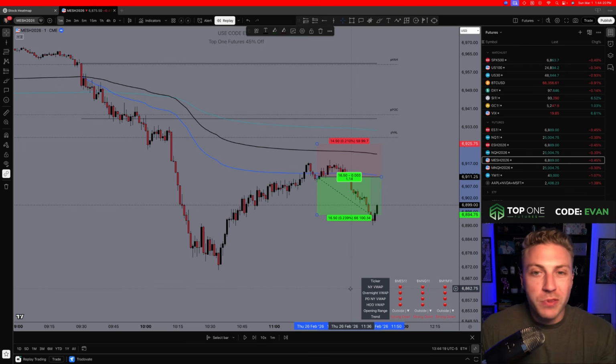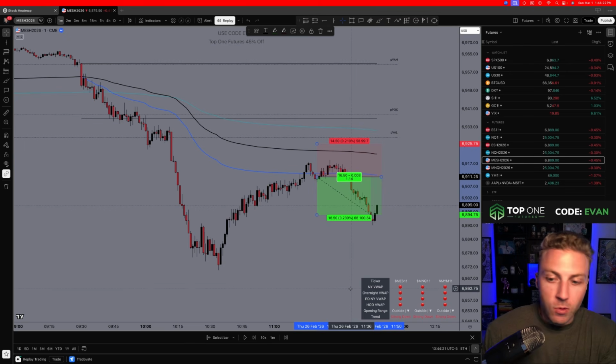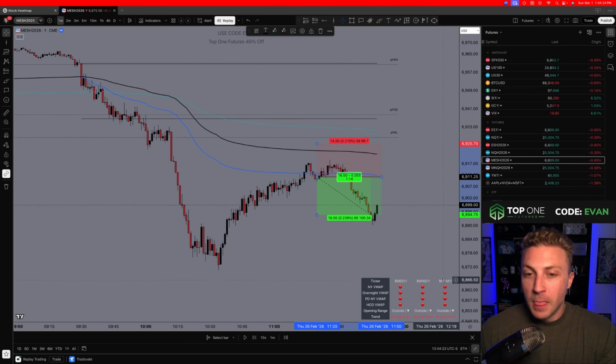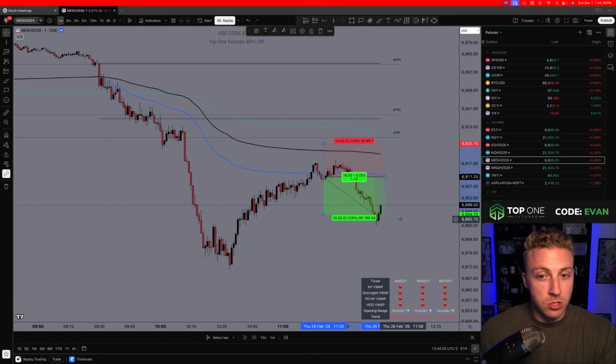Did you think we were going to break above VWAP and go for a new high of day? No. And now you look at YM in real time. It's also breaking back bearish because it's clearly sellers in control.